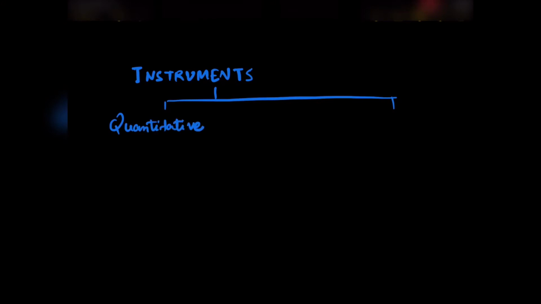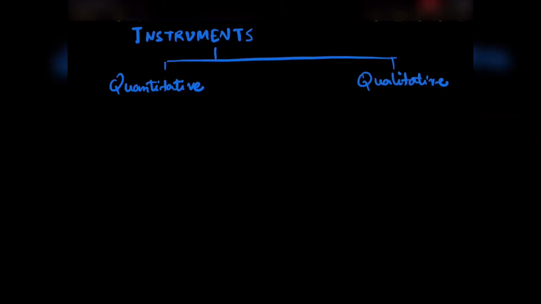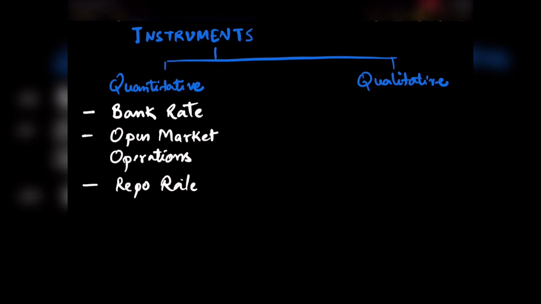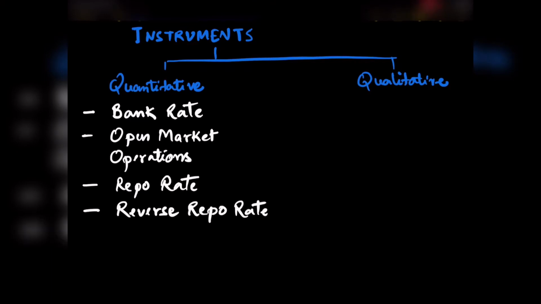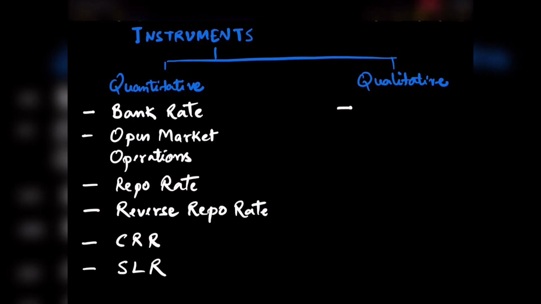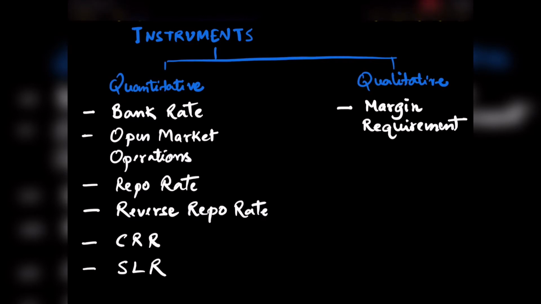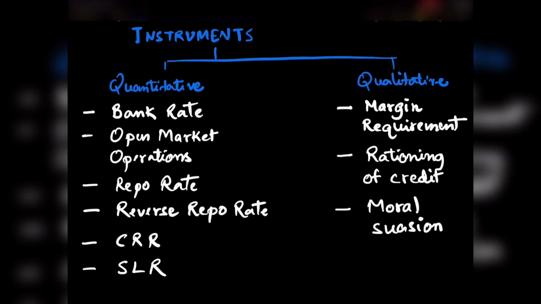And these instruments are going to be of two kinds. Firstly, we have quantitative instruments, and secondly, the qualitative instruments. Now we will broadly look at these instruments. In the quantitative instruments, we have bank rate, open market operations, repo rate, reverse repo rate, cash reserve ratio, and the statutory liquidity ratio. Whereas on the other hand, qualitative instruments will include margin requirement, rationing of credit, and moral suasion.